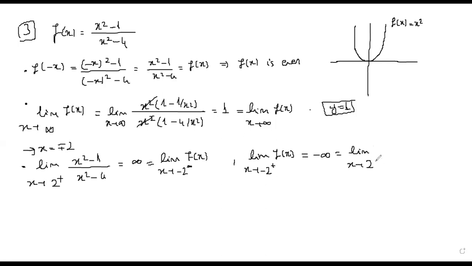We don't need to write it again and again. So we have these values now. It means these 2 points, from left and right, are vertical asymptotes. This one was the horizontal asymptote, and these ones are the vertical asymptotes, sorry.